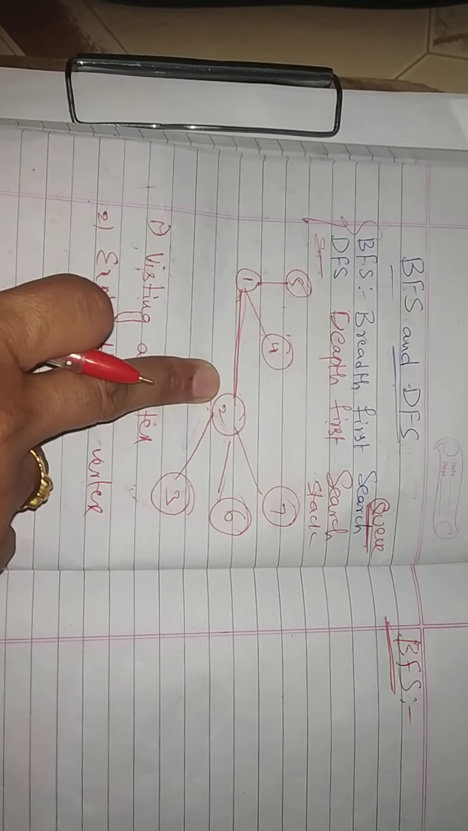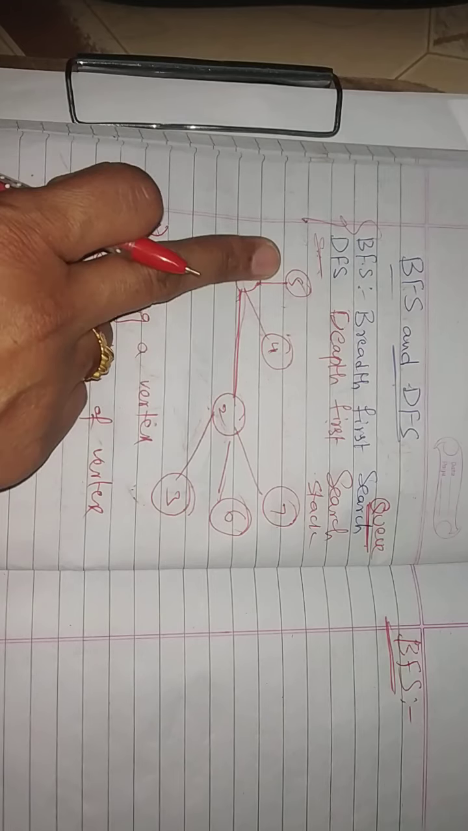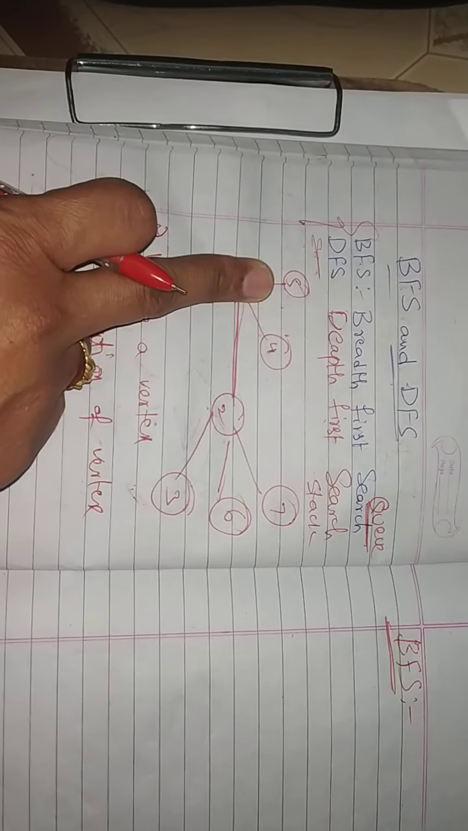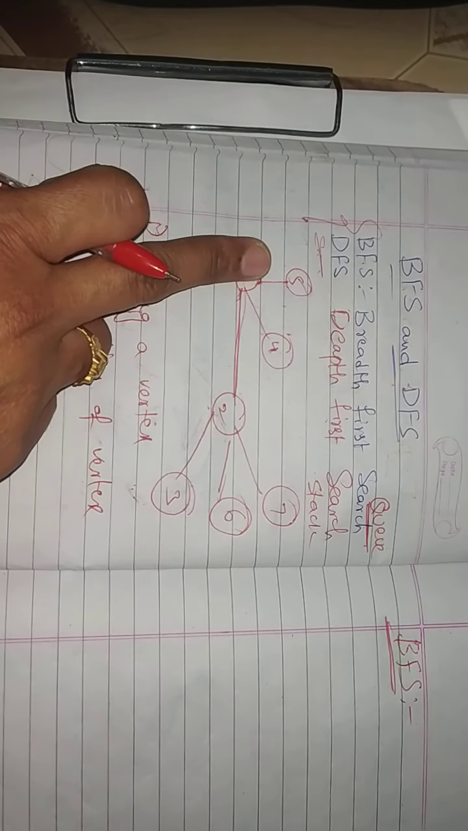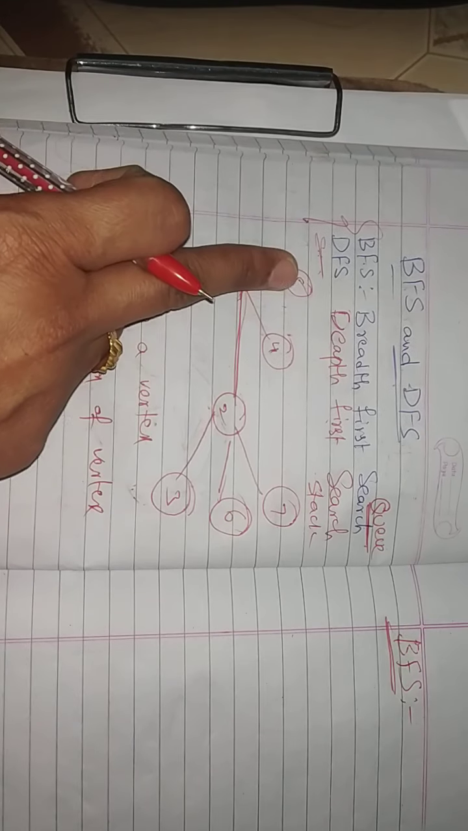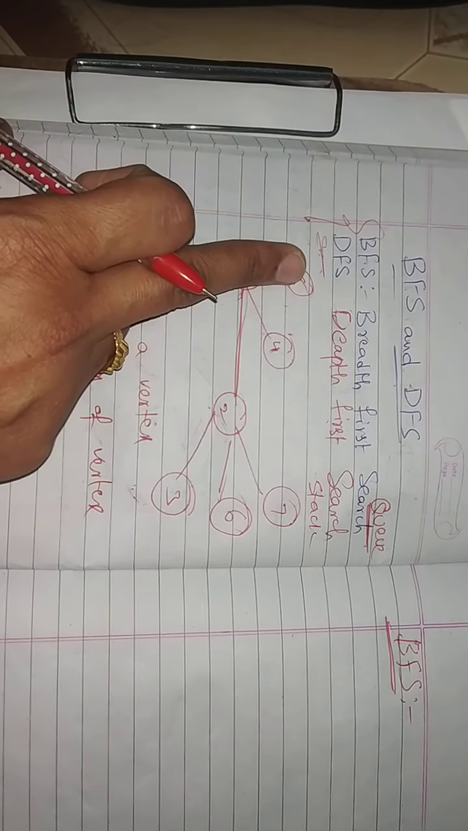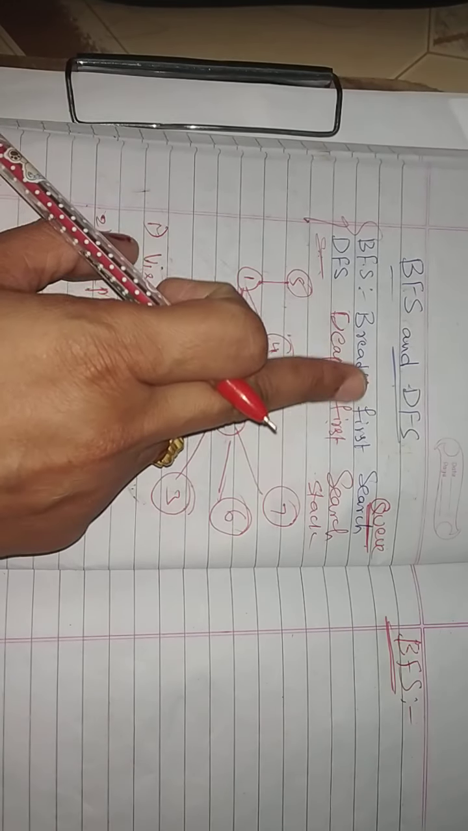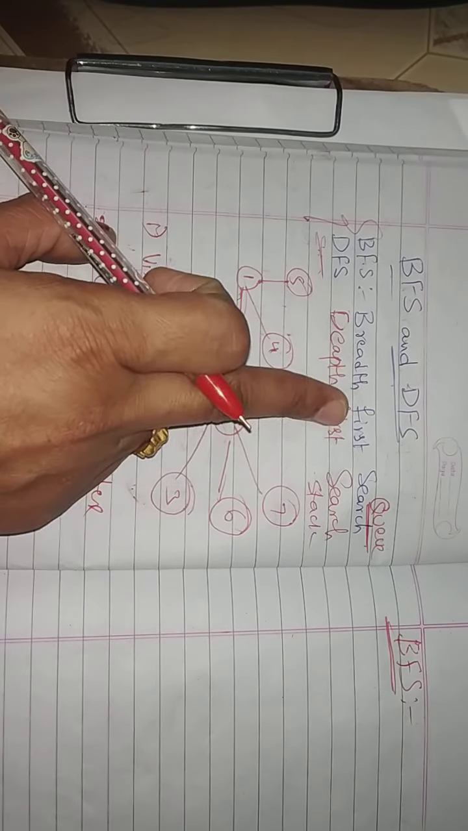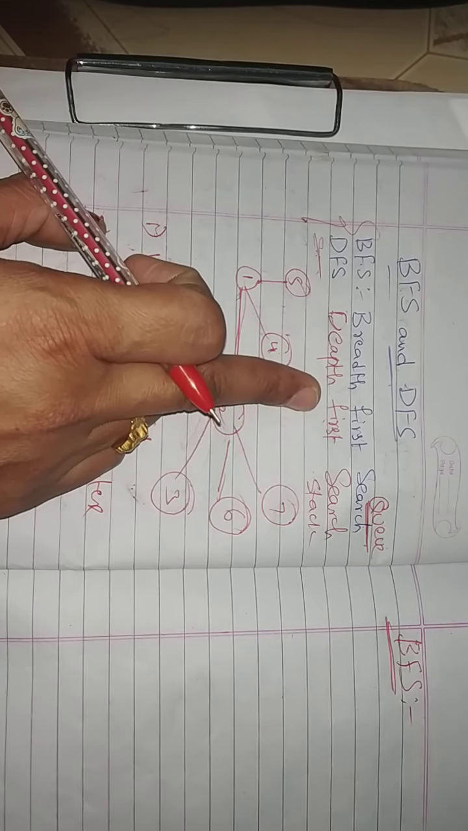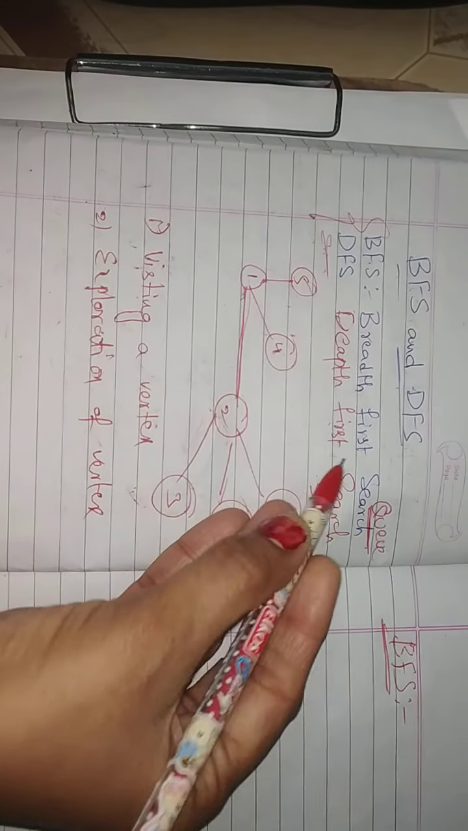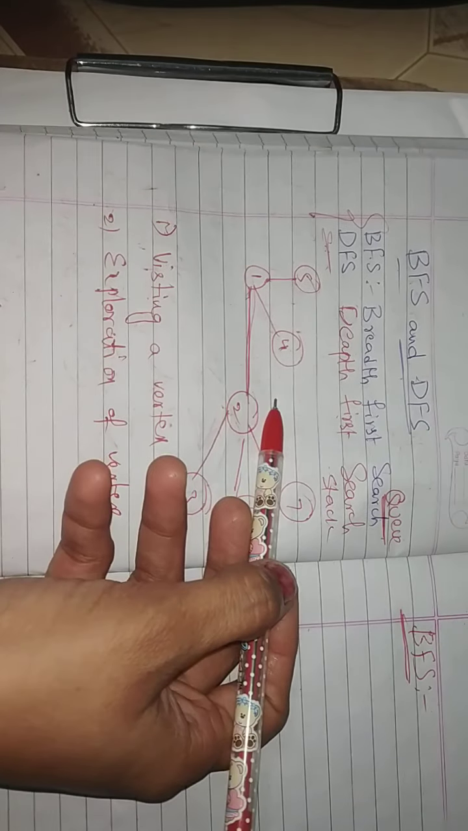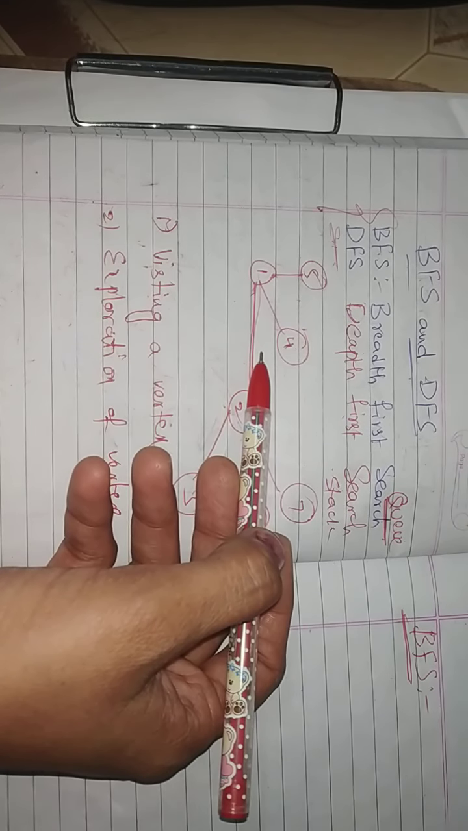What is traversal? You know that to visit or to traverse an element. You can take a vertex or an element or a node, no problem. If you want to visit from one node to another node, you have to take some technique. Now I am explaining two techniques, breadth first search and depth first search. To explain these two, I am taking one simple example. You can take any example, no problem.